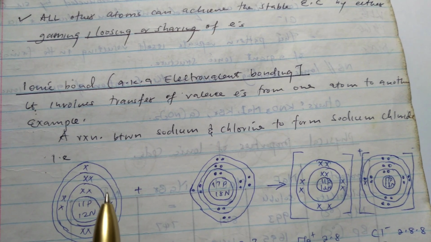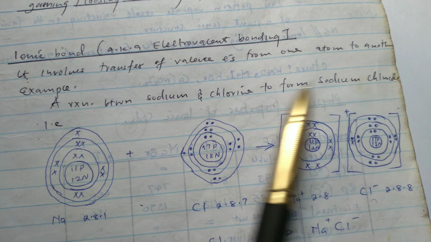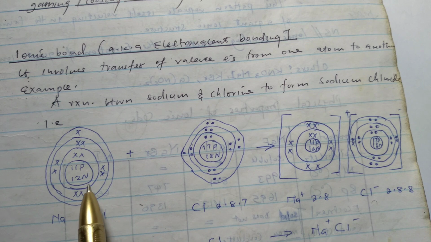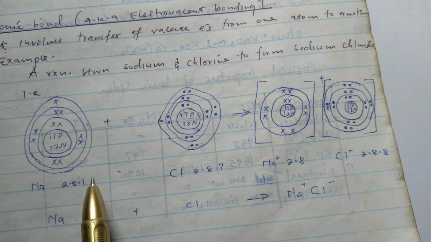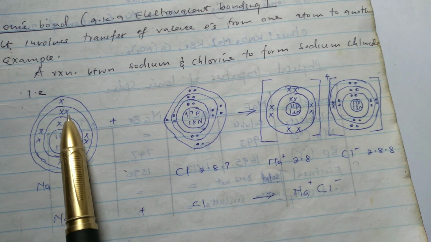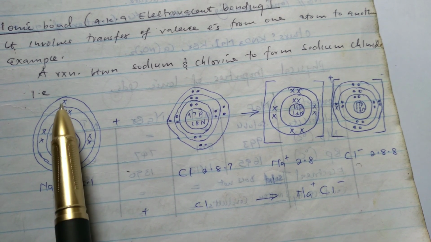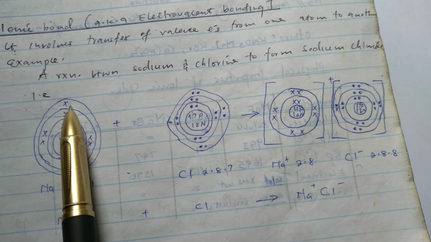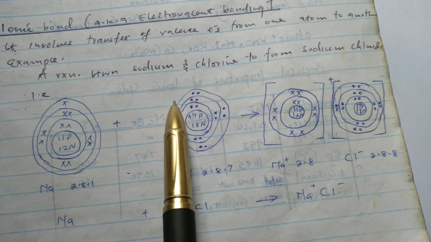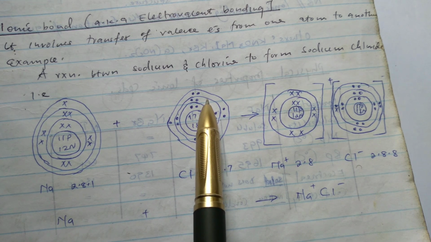A good example is the reaction between sodium and chlorine to form sodium chloride. Sodium is found in group 1, chlorine is found in group 7. When we draw this structure, you realize that this has 3 energy levels, and this one has the same number of energy levels. But in the outermost energy level, sodium has 1 electron and chlorine has 7 electrons. So sodium is going to lose 1 electron, and chlorine is going to gain 1 electron.